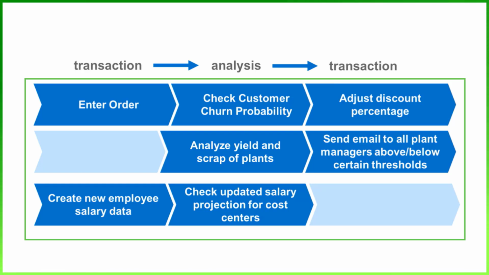Some examples include when you enter an order, which is transactional, and immediately check the customer's churn probability, which is analytics, to adjust the discount percentage, which is now back to transactional. So this is just an example which illustrates that we cannot separate transactional and analytics.